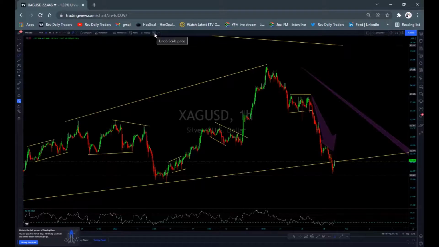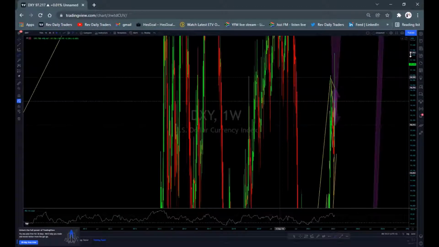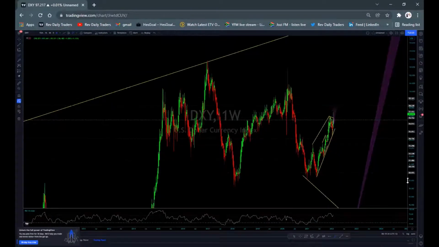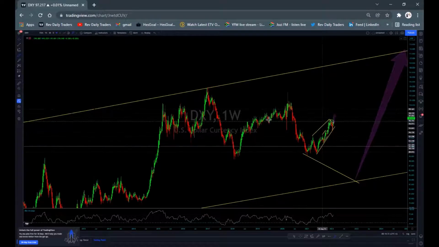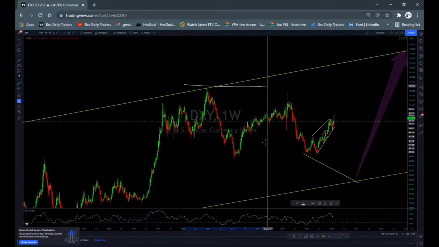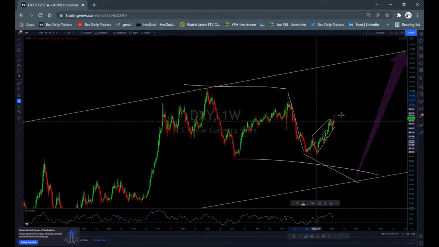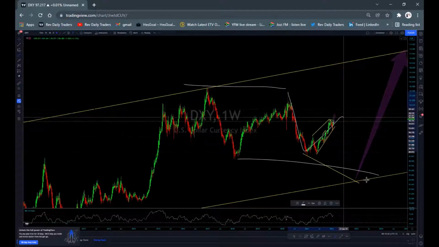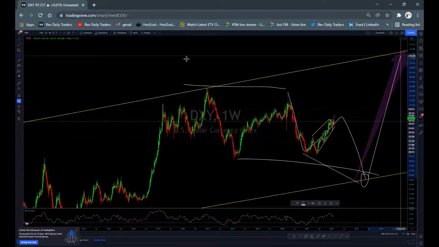Then DXY. See what to expect on DXY, guys. On DXY, what we are expecting, we are still in a bigger correction here. That correction or pattern, we're still expecting this to be a 1, 2, 3 here to come and expose this floor, then we can get this up move.